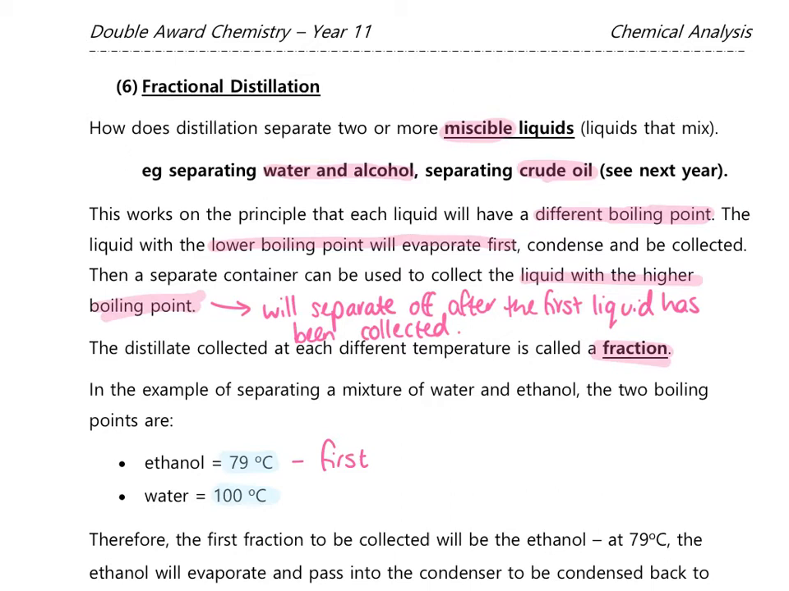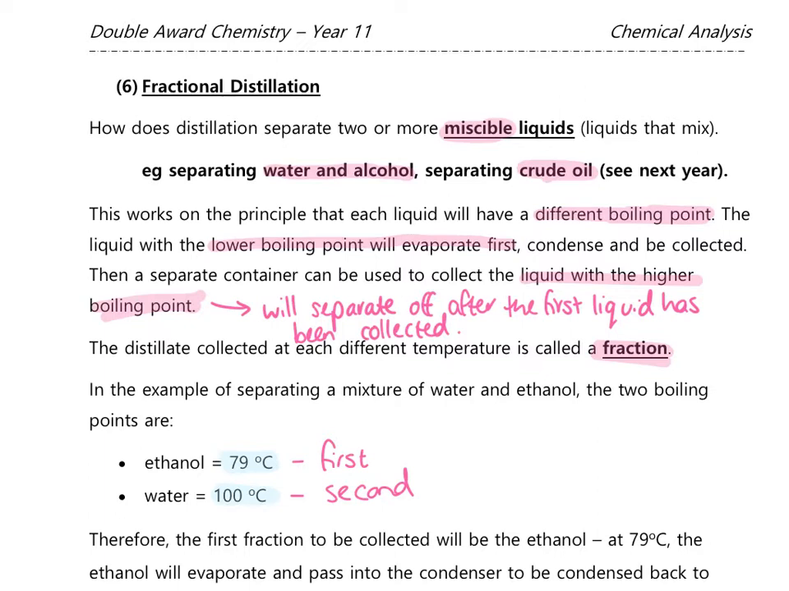It will evaporate off, pass into the condenser, it will be cooled down, it will condense, and it will be collected in a container. And then what will happen is we can switch containers. Once all the ethanol has been separated off, the temperature will start to rise again on the thermometer. And once it has reached 100 degrees C, the water will be evaporating, will be passing through into the condenser, and it can be collected in a separate container once it has condensed and formed a liquid again.